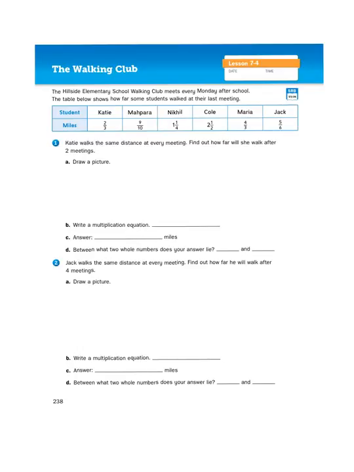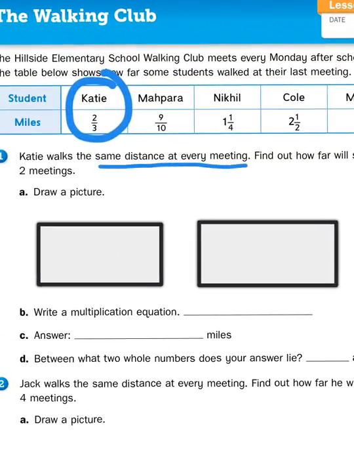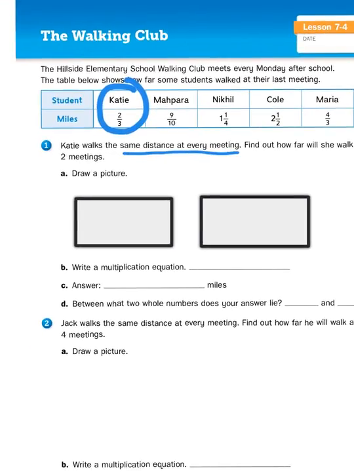Okay, the first step here is we need to draw a picture. So probably the easiest thing for us to do is to create a couple of rectangles that we decide to split up. So I'm going to make one rectangle. There's one. And then I'm going to make a second rectangle right there. Let's see if we can line those up a little better. There we go. Now we need to look at the fraction. Katie walked two-thirds of a mile at the last meeting, and then she walks basically the same distance every meeting. Okay, so we can assume that she walks two-thirds of a mile each time she participates. So I'm going to divide these rectangles roughly into thirds. Now, of course, I'm hand-drawing them, so they're not going to be exact, but close enough for rock and roll.